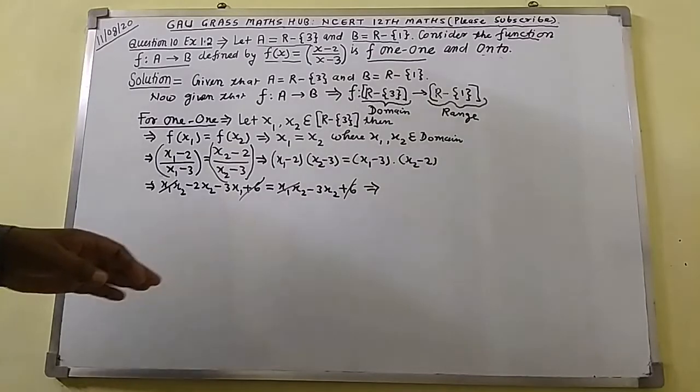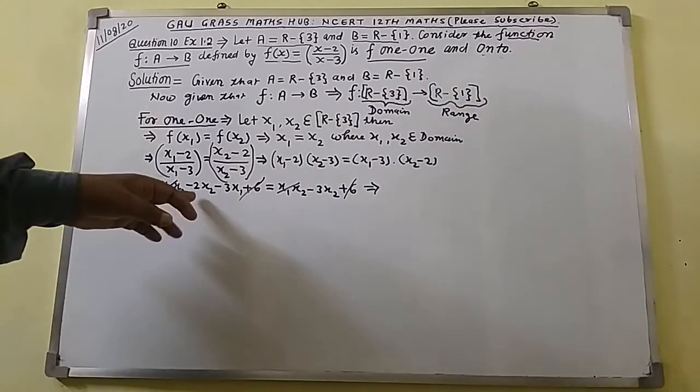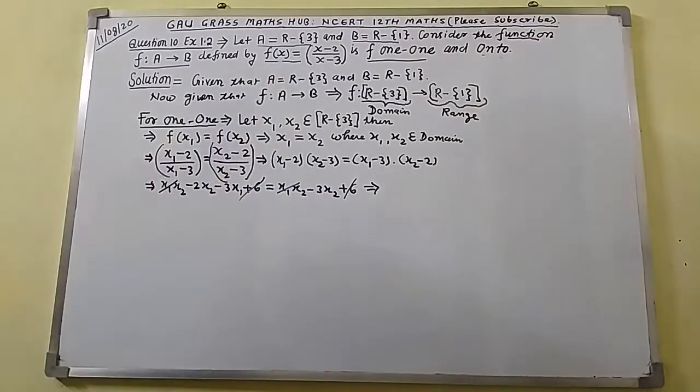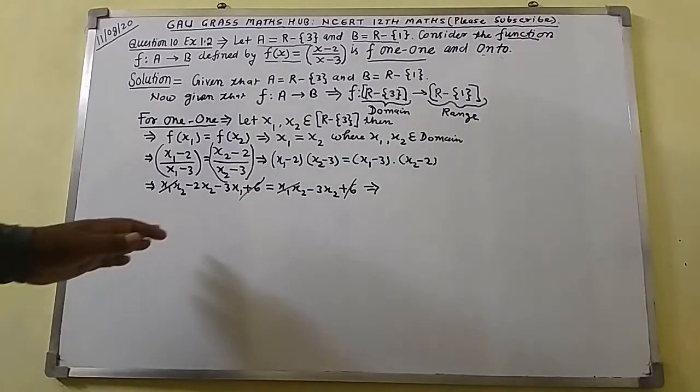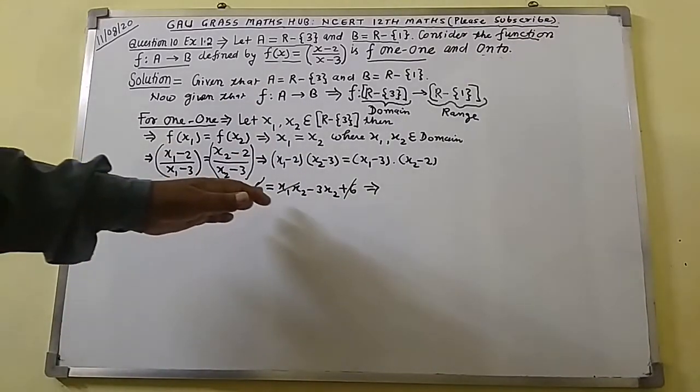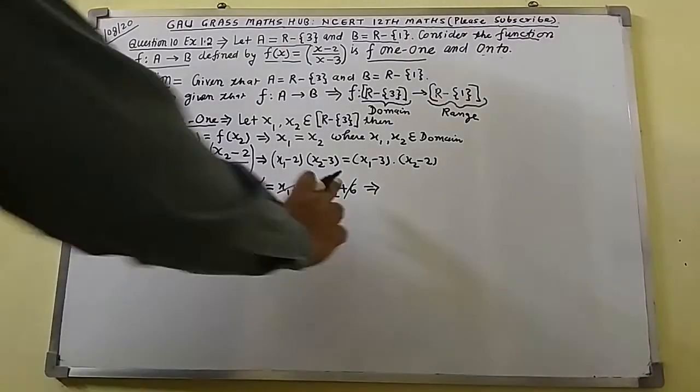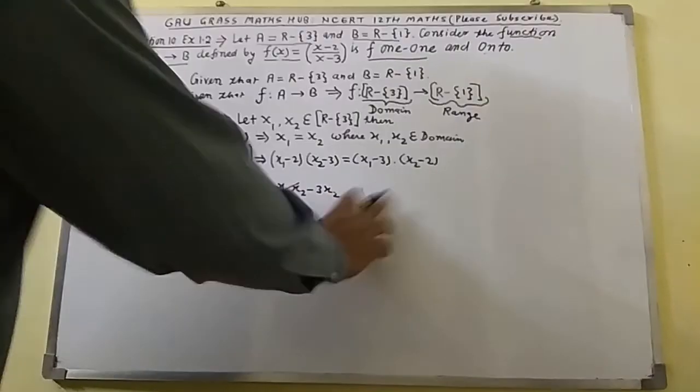What value have we got here? You can see this one has been cancelled out, this 6 has been cancelled out. So you have got here... Let us see whether this one is correct or not. One mistake I have committed here.